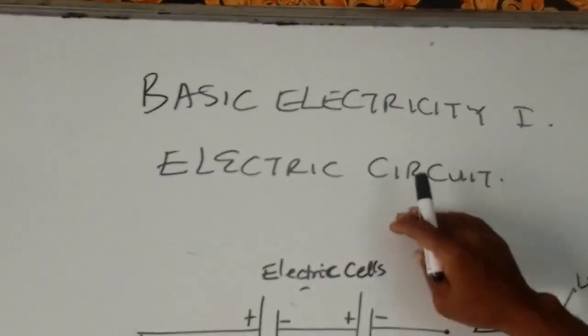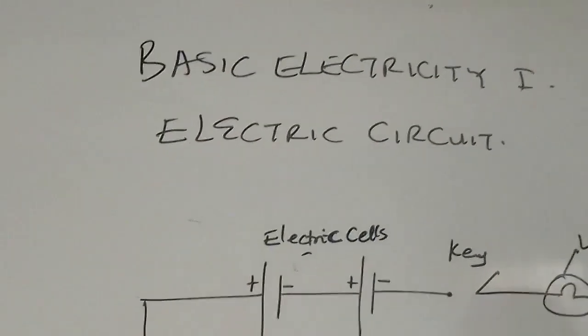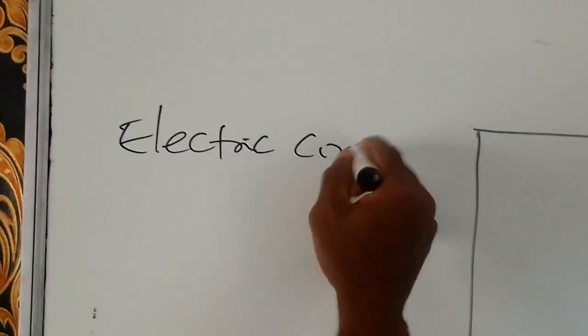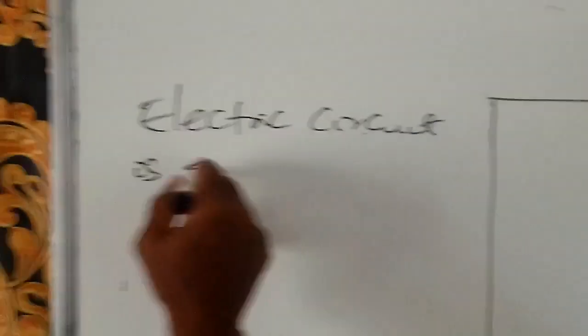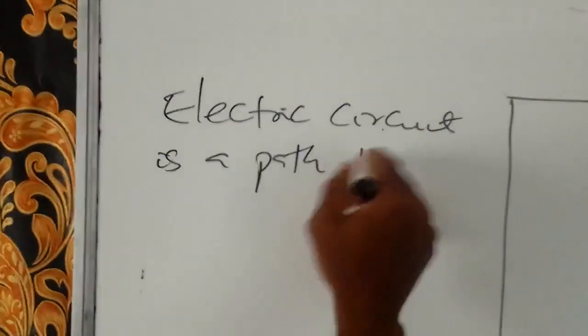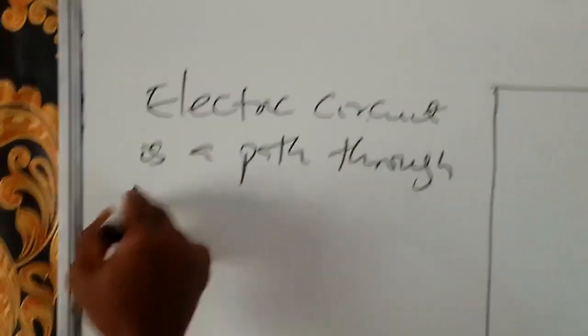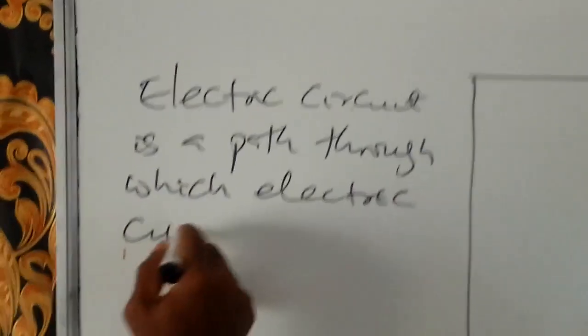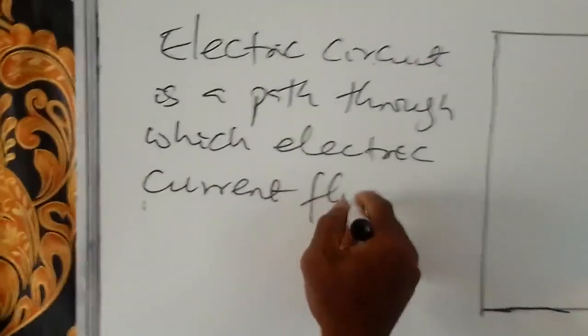So today we're going to start by describing what is meant by electric circuit. You look at the board, you can see a circuit drawn on the board. So what is an electric circuit? Electric circuit is a path through which electric current flows. So the path through which current flows is called a circuit.